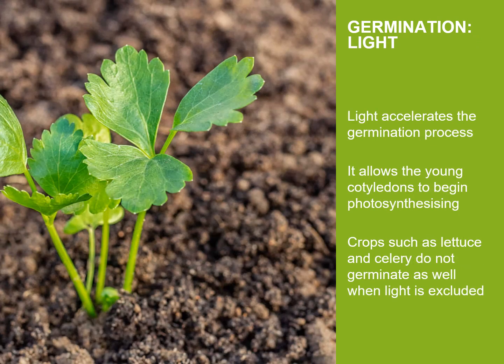So light, while not strictly a requirement for germination, can accelerate the germination process. Once the young cotyledons of the plant have sprouted, this allows the young seedling to begin photosynthesizing and creating its own sugars. So crops such as lettuce and celery generally germinate better in a partially lit environment compared to complete darkness, for example.